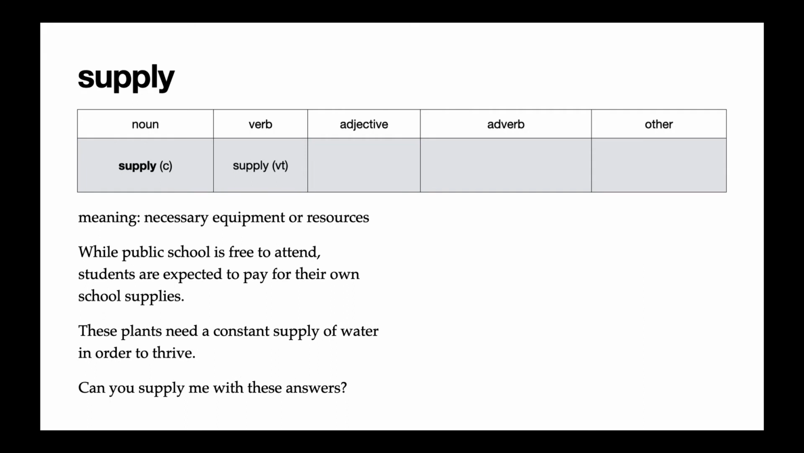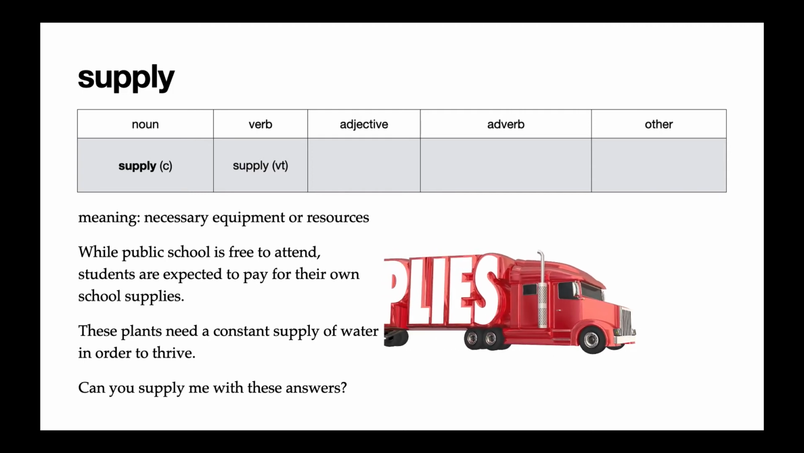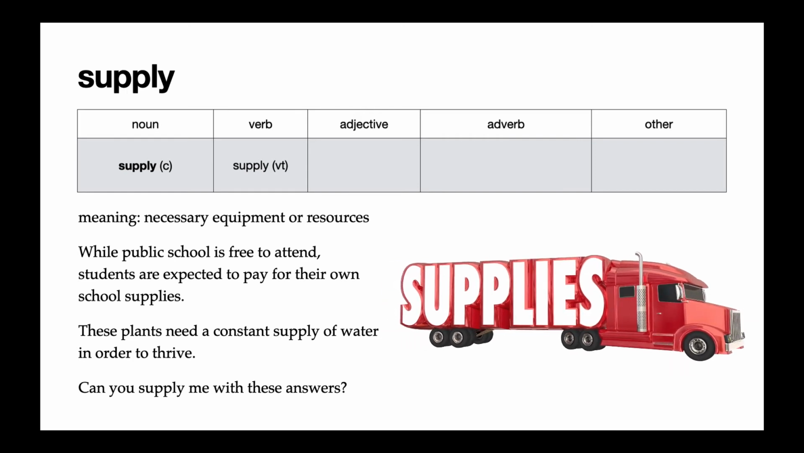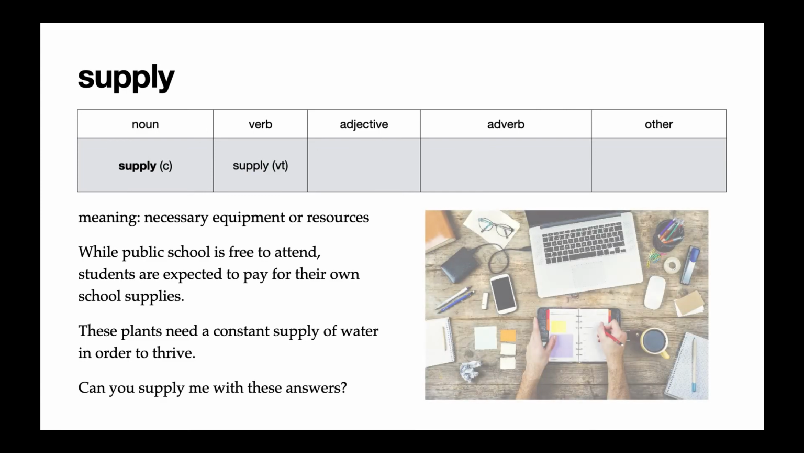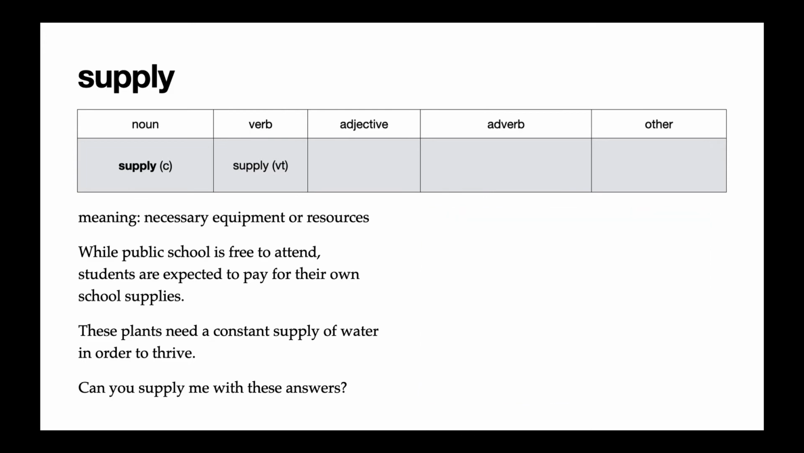Our next word is supply. Supply can be a noun or a verb. In the reading, it was used as a noun that means necessary equipment or resources, stuff that you need to use for something. The reading said, while public school is free to attend, students are expected to pay for their own school supplies. So supplies is our plural form. The next example shows the singular form. These plants need a constant supply of water in order to thrive. And the third example shows the verb form. Can you supply me with these answers? That means, can you give me what I need?